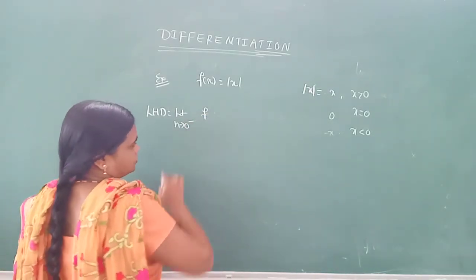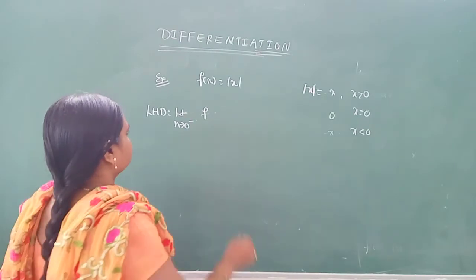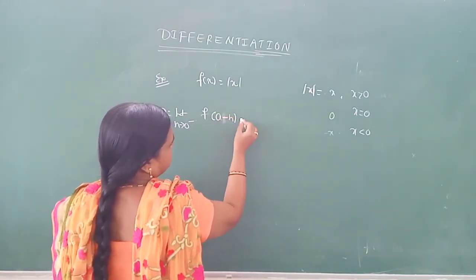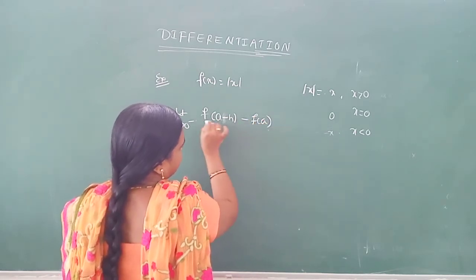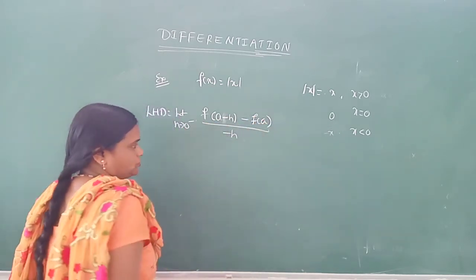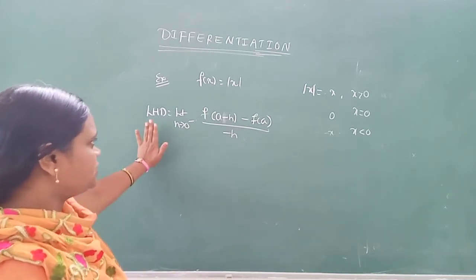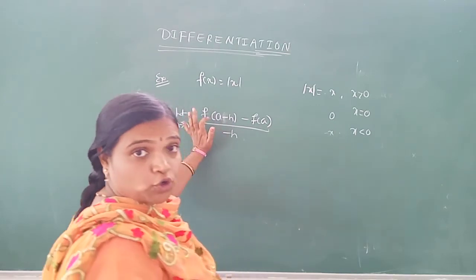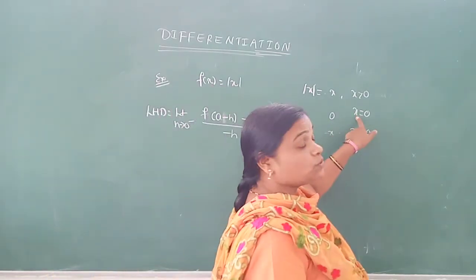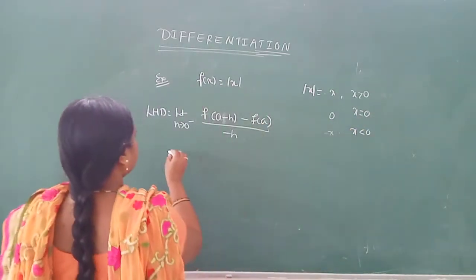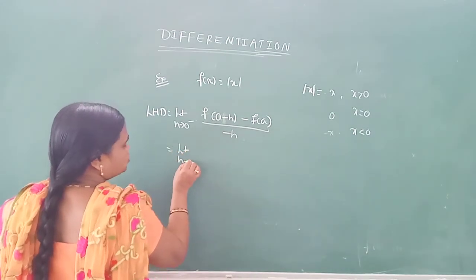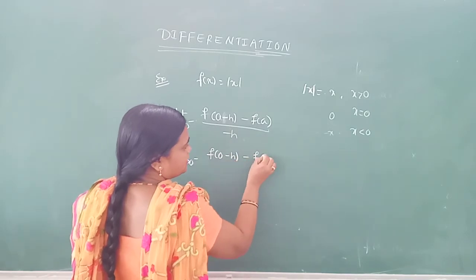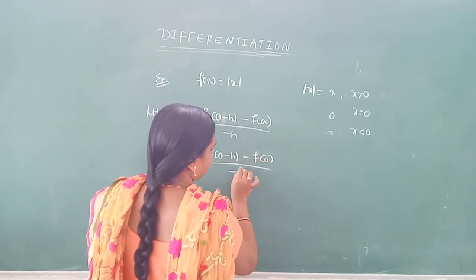We can write f of a plus h... for minus f of a divided by minus h. Correct, this is the left hand derivative. And we know that this is differentiable at x equal to a. But here our x is what? 0. Correct. Therefore we write this as limit as h tends to 0 minus, f of 0 minus h minus f of 0, divided by minus h.